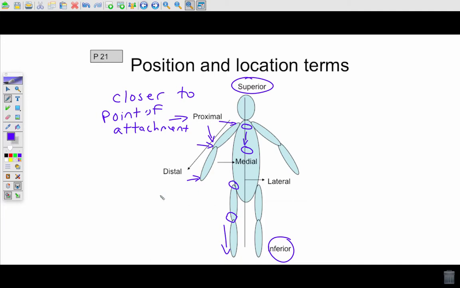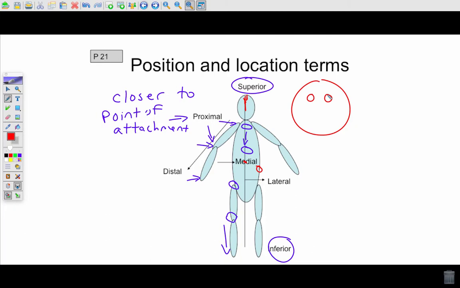Okay, another one, medial and lateral. Medial means closer to the midline. This midline is this imaginary line you have running down the center of your body. So here's the midline. Lateral means further from the midline. So for our example here, say your umbilicus or your belly button is medial to your hip bone.